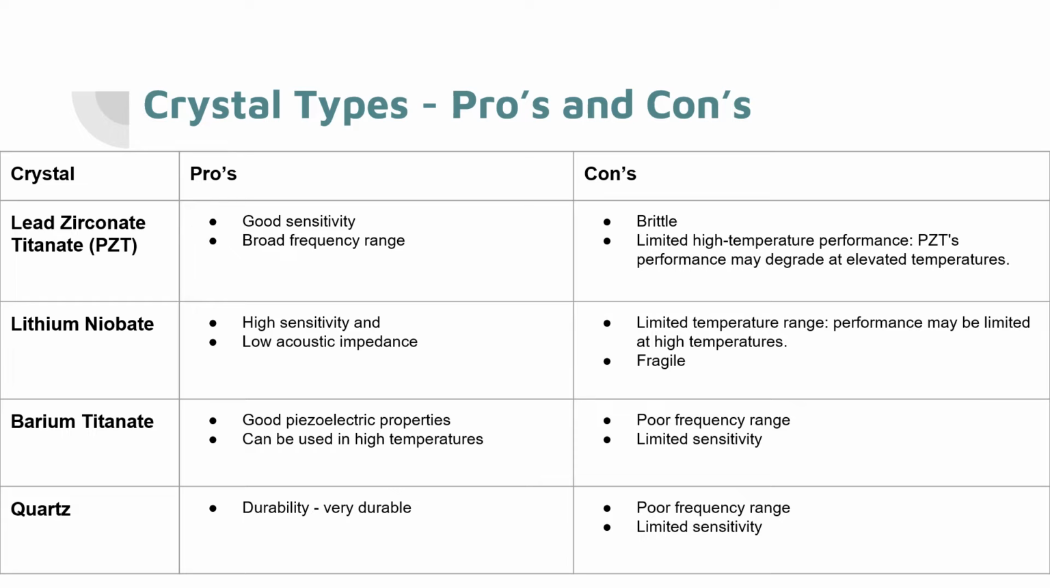Barium titanate has good piezoelectric properties and can be used in high temperatures, though it has a poor frequency range and limited sensitivity. And then quartz, yes, this is regular quartz, similar to the crystal, although in a more refined state, but some people even have this in their gardens. They're very durable, as you can think, and the cons are that it's got a poor frequency range and limited sensitivity.